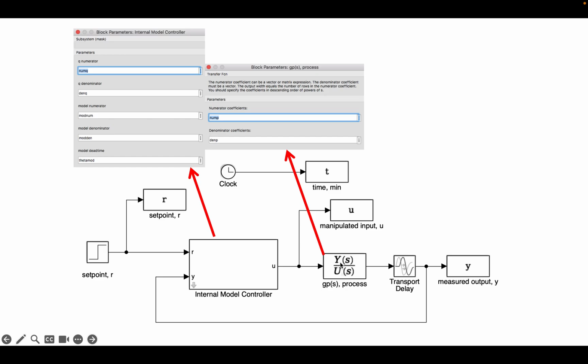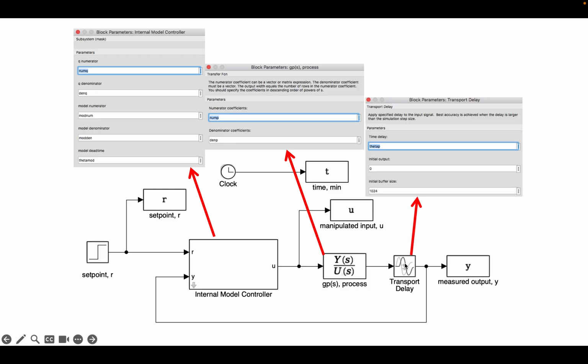Now here I also have the representation of the numerator of the process and the denominator of the process. And note that I want to be able to deal with the case where you actually have model error. So that's why the plant is represented by num_p and den_p, whereas the model I've called mod num and mod den, so that the numerator and denominator of the model may be different from that of the actual process. Then finally, I've got the transport delay that's associated with the process. Here I'm calling that theta p.